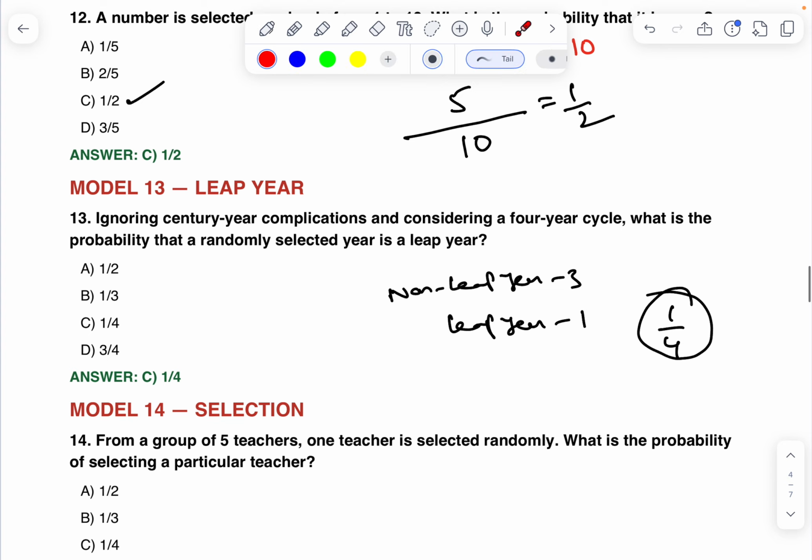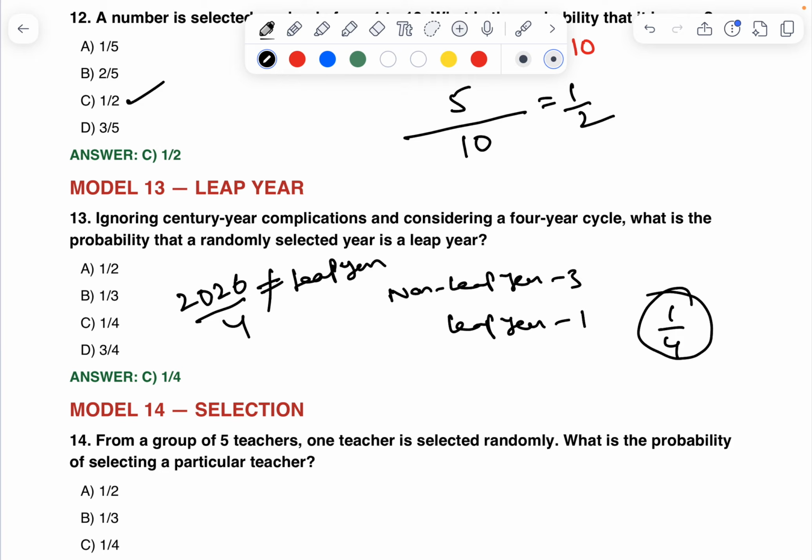Next, leap year. Ignoring century year complications, consider a 4-year cycle. What is the probability that a randomly selected year is a leap year? Simple. Suppose 4 years. What is meant by leap year? A leap year must be divisible by 4. Suppose 2026, is it divisible by 4? No. Therefore, it's not a leap year.